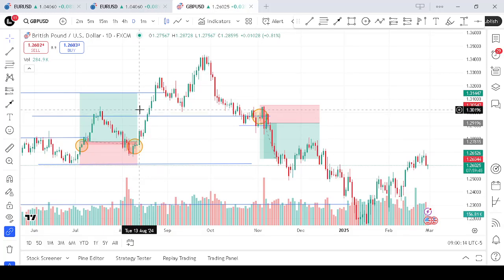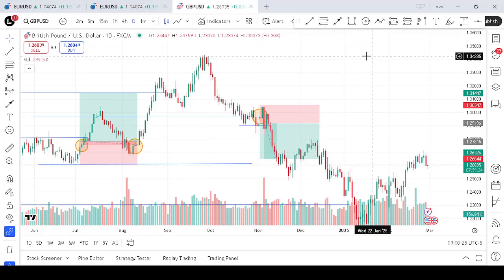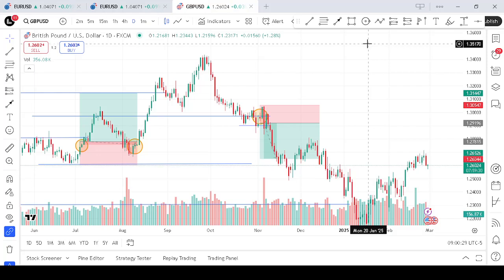Then the fourth confirmation that filters this trading strategy is to avoid trading during major news events. When there is a major news event coming up, we need to avoid trading in this market condition.